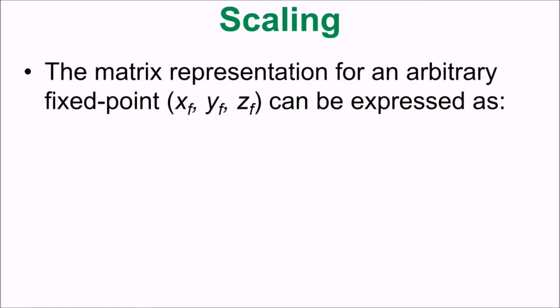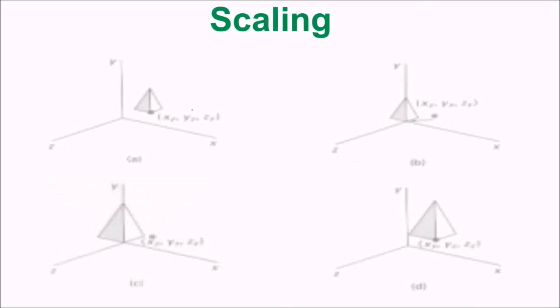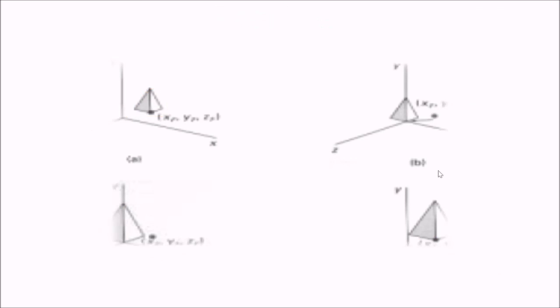So the matrix representation for an arbitrary fixed point, say xf, yf, zf, can now be represented. This will remain the same, but for any arbitrary fixed point, if you say xf, yf, zf, then this will be 1 minus sx here, 1 minus sy here, 1 minus sz, multiplied by the arbitrary location xf, yf, and zf. So what we do here is, when we scale, first we take this object, bring it to this position, scale it, and then transfer it back to where we brought it from.